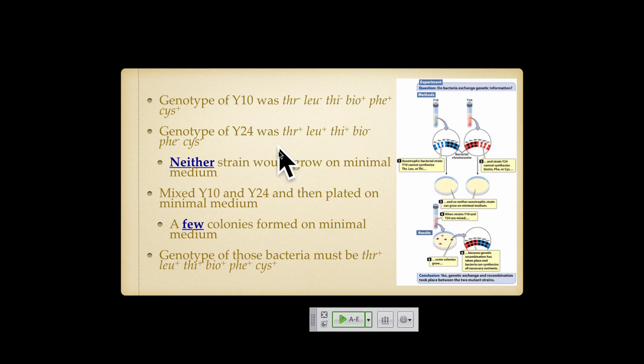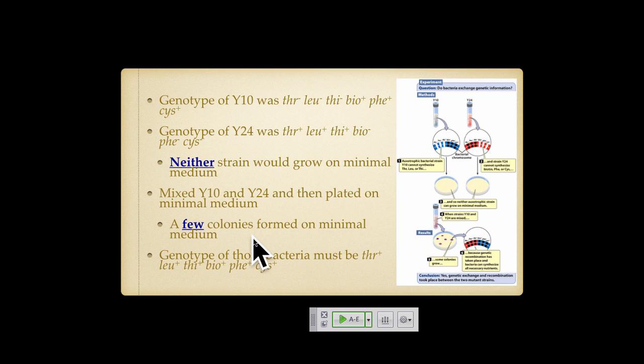So they mix them together, let them grow for a while, plated out a sample onto minimal medium, and a few colonies grew. Was that an expected outcome? You would have expected what? Nothing to grow. But in fact, a few colonies grew.